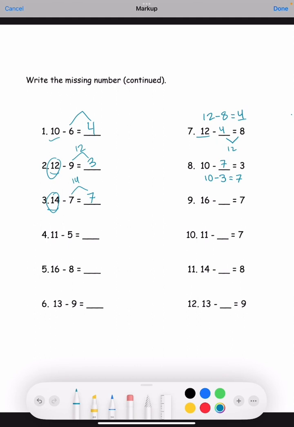And let's try number 9. 16 minus blank equals 7. Like the top questions, you subtract 7 from 16. 16 minus 7 equals 9. So 9 is the missing number, and 9 plus 7 equals 16, and 16 minus 9 equals 7. The numbers are the same, just in a different order, and it makes sense because they are the same fact family. Alright, moving on to the next page.